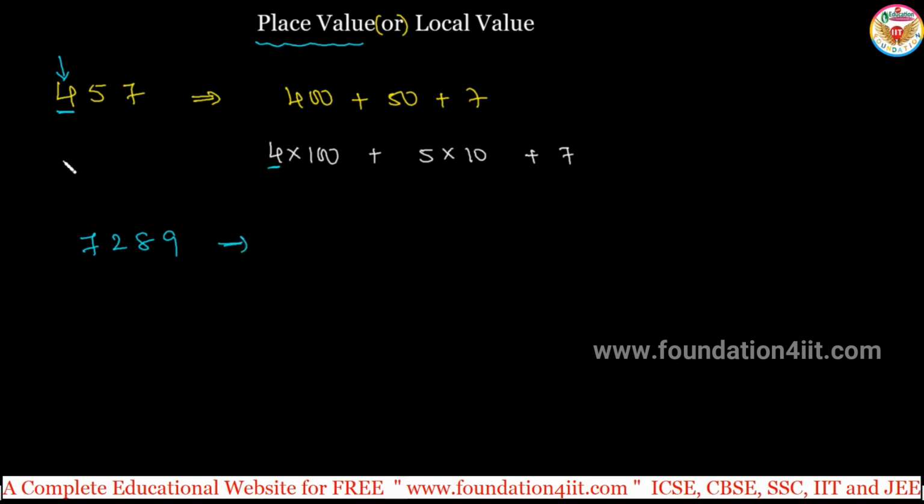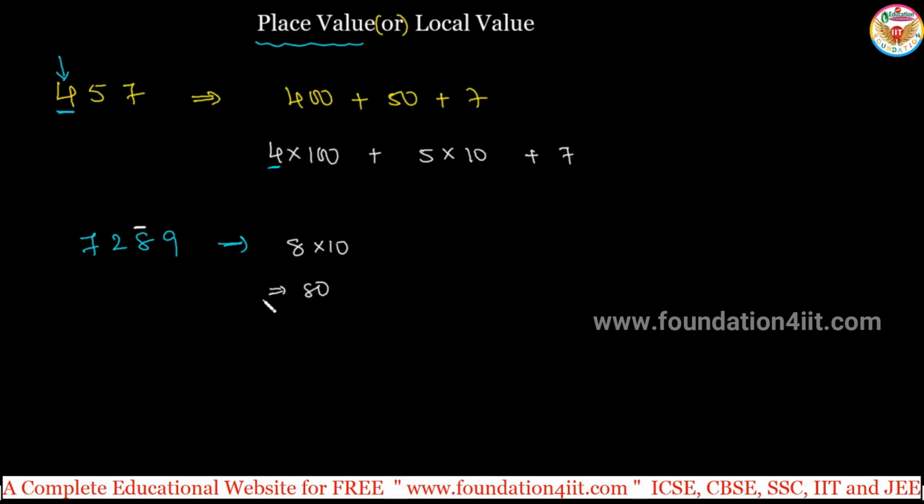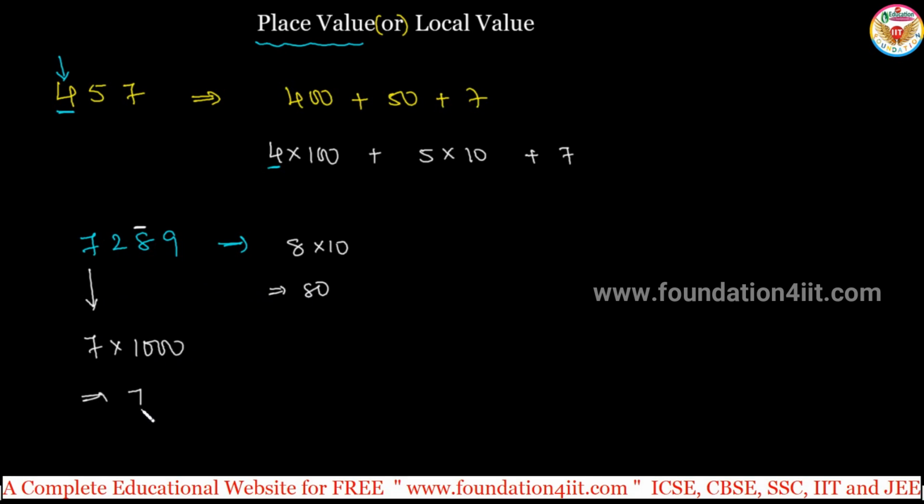Let us take one example, 7,289. In this, what is the place value of 8? 8 is in the tens place, so into 10, that means it's 80. Okay, the place value of 8 is 80. Now the place value of 7. 7 is in which position? Ones, tens, hundreds, thousands. So 7 into 1000, that is 7000. 7000 is the place value of this 7.